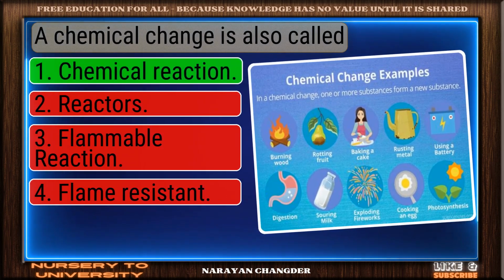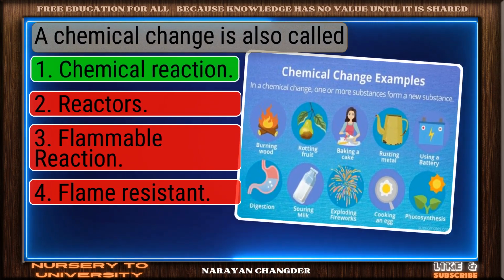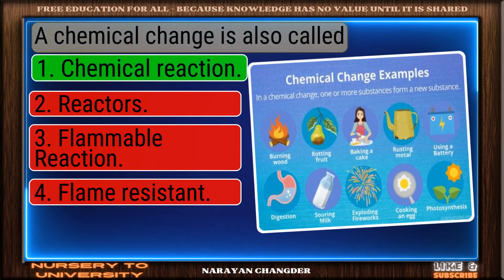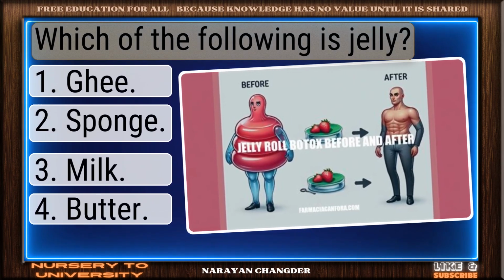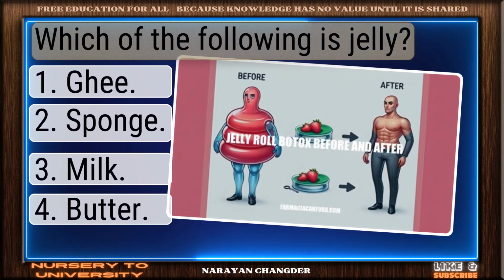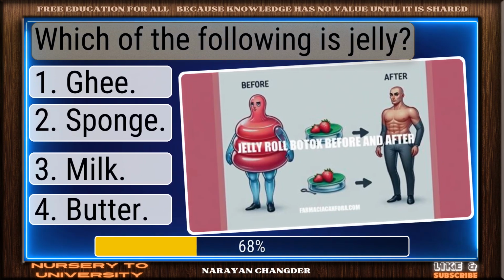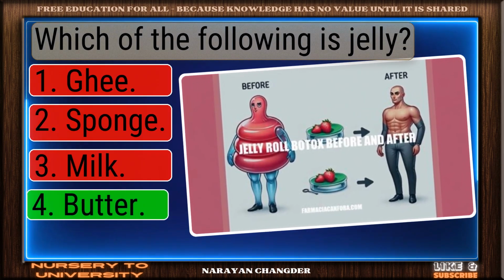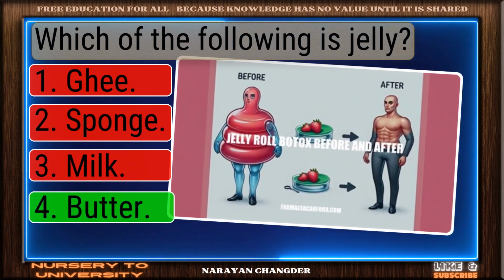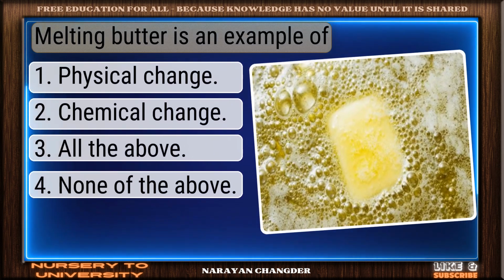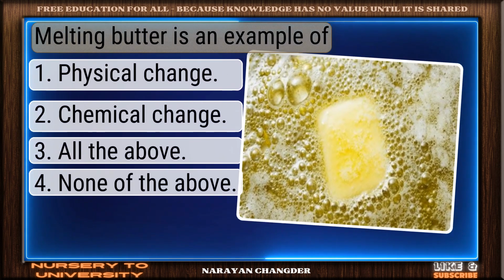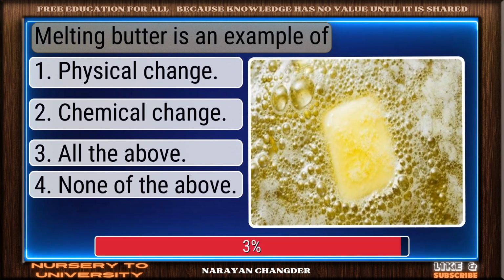Clear logic. Your choice chemical reaction is sound and 100% true. Question number 258. Which of the following is jelly? Sharp thinking. Butter is the right choice. Question number 259. Melting butter is an example of.